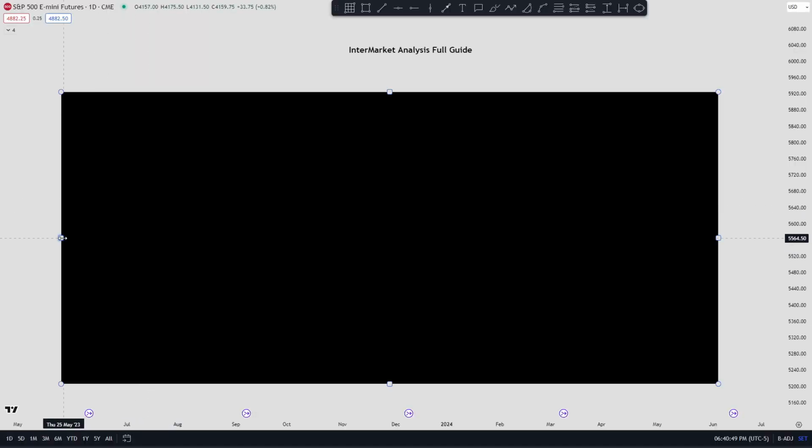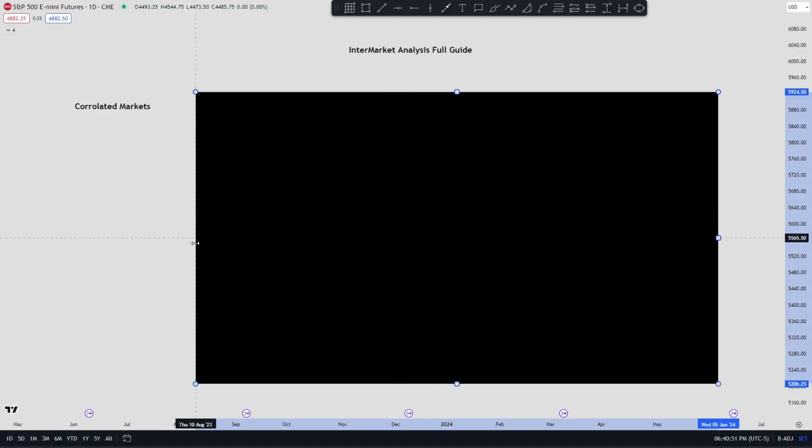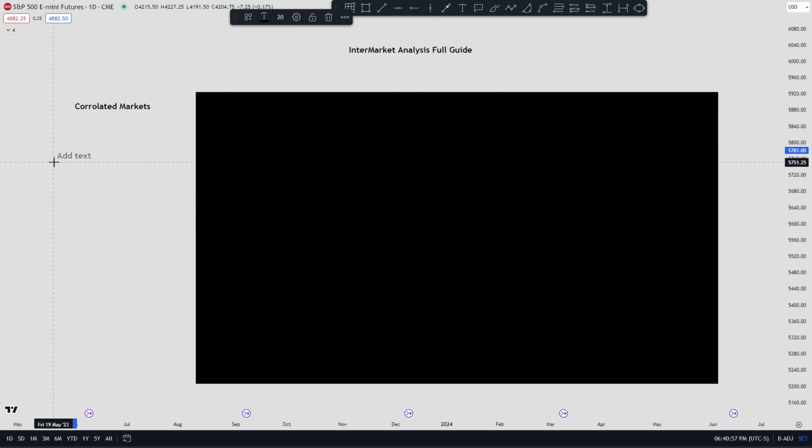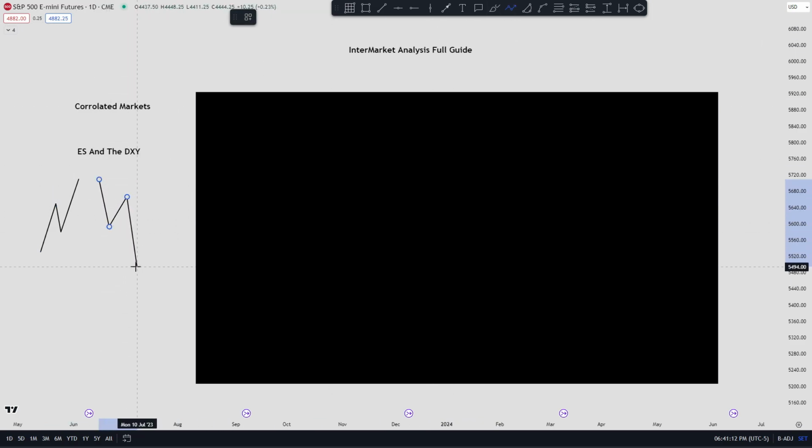So the first step in intermarket analysis is correlated markets. Correlated markets can be something like the ES and the DXY. These are markets that are correlated to each other, meaning if the ES is going higher, we should expect the DXY to be going lower. This is something that I look at on a daily basis when forming a bias.